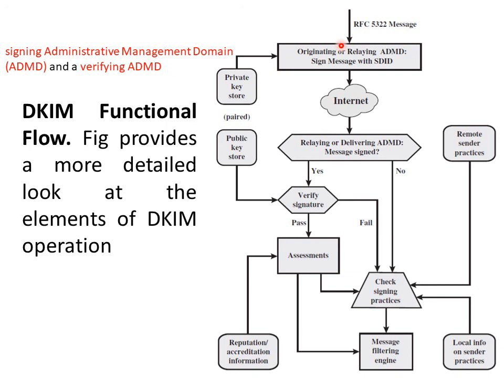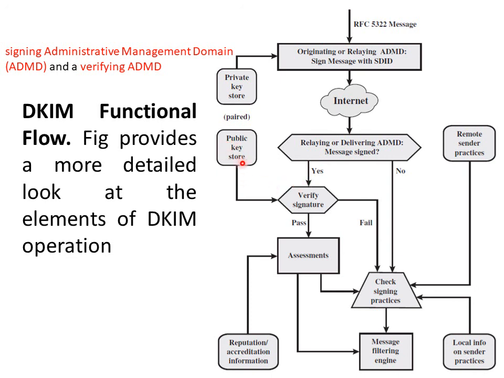For the verifying part, once the message is signed, it is sent through the internet, and at the receiving end, this is the relay or delivery ADMD. Now it starts to get verified. Verifying is performed by an authorized module within the verifying ADMD. Within a delivery ADMD, verifying might be performed by the MTA, MDA, or MUA at the receiving end. The module verifies the signature or determines whether a particular signature is required. Verifying the signature uses public information from the key store.